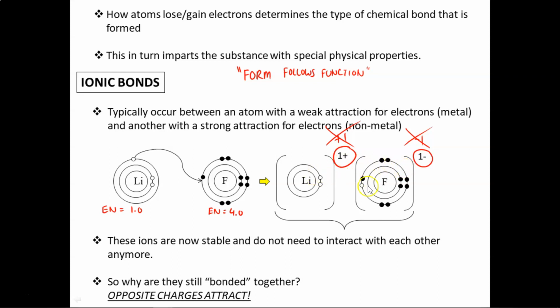Now that these ions are stable, they don't need each other anymore. So lithium has already given away its electron to fluorine. It doesn't need to be next to fluorine anymore. So why are they still bonded together? Because opposite charges attract. Due to their electrostatic attractions, the positive charge and the negative charge cause the lithium and the fluorine to attract one another. This is known as an ionic bond because it's a bond that's formed between two oppositely charged ions.